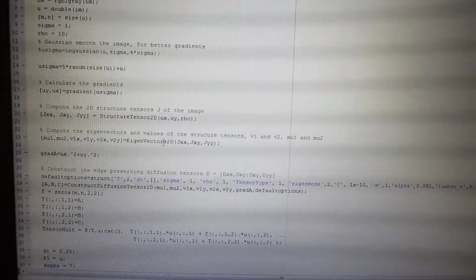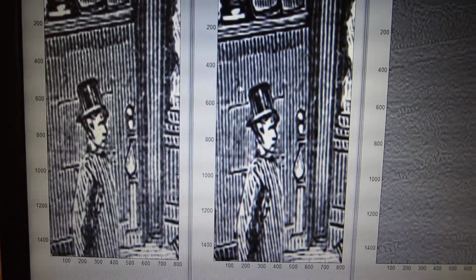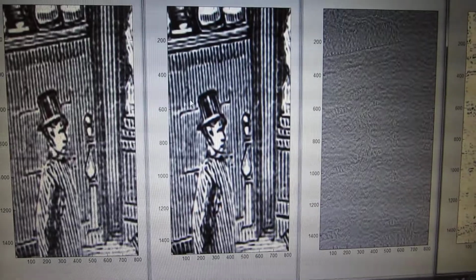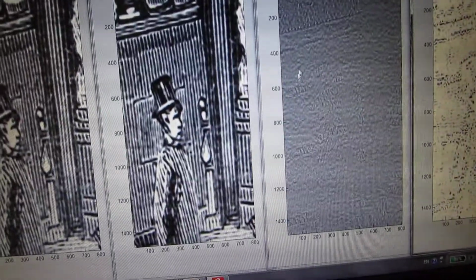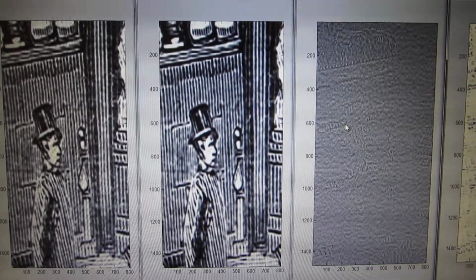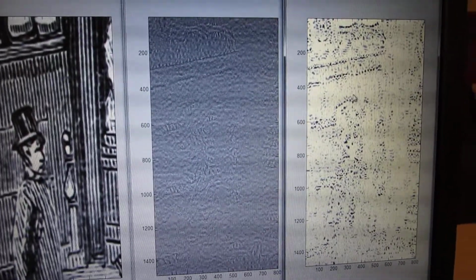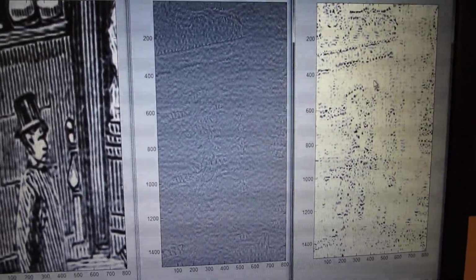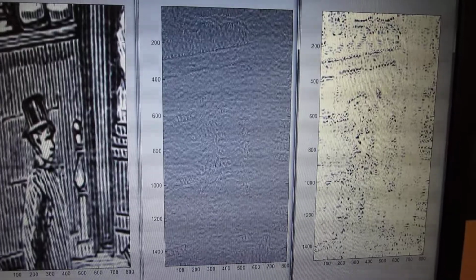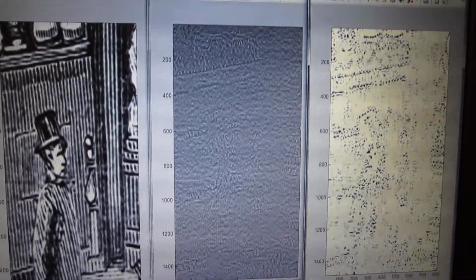From my original picture, this is the original picture, and this is the one after the filtering, and this is the difference between the filtered picture and the original picture. And this one is the edge information I used to weight the diffusion process so that the edges can be preserved.